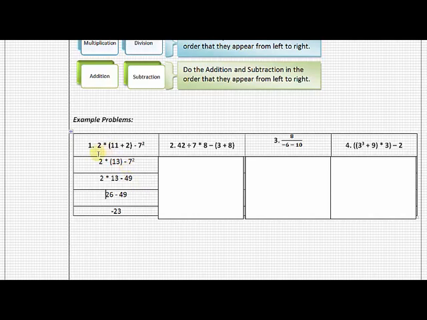Alright, so following that first example, please go ahead and take a look at problem number 2. We have 42 divided by 7 times 8 minus the quantity 3 plus 8. Take a few moments, pausing the video here, to go ahead and try and work through this problem, and then resume the video when you're ready to compare your work with mine.